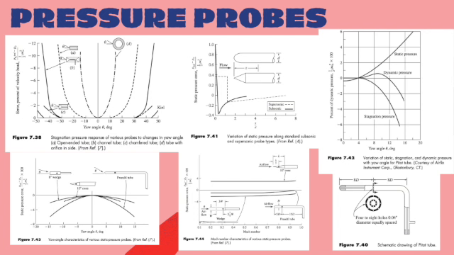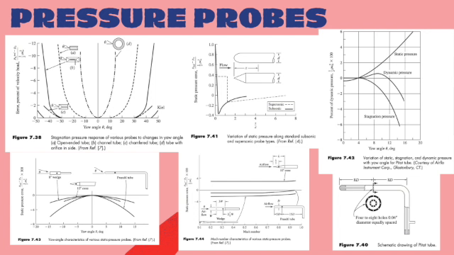In this slide, we have a few of the measurements taken by probes. As seen in figure 7.38, the stagnation pressure response of various probes is charted as a parabola influenced by the equations stated above in the other slide. In figure 7.40, we can see the schematic for a pitot tube, which is the most common pressure probe, and is very useful to have.